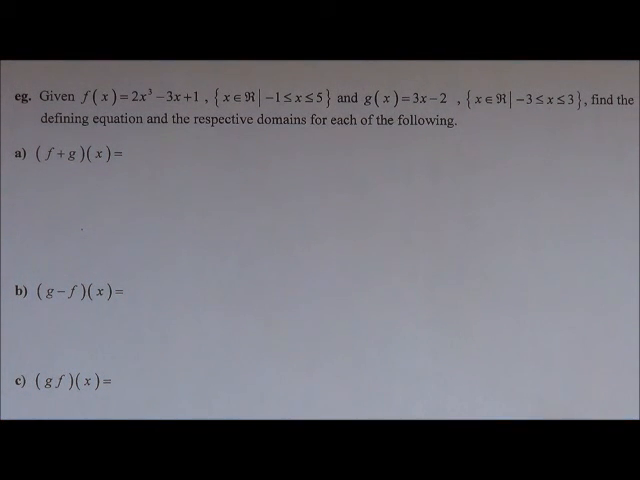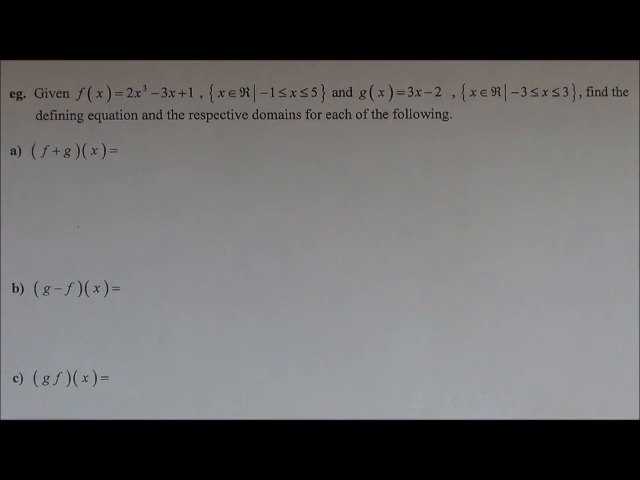We have these functions, f of x equals 2x cubed minus 3x plus 1, where x is an element of all real numbers such that x is between negative 1 and 5. And then g of x is 3x minus 2, where the domain is x is an element of all real numbers such that x is between negative 3 and 3. What we want to do is find the defining equations for each of these and the respective domains for each of the following.